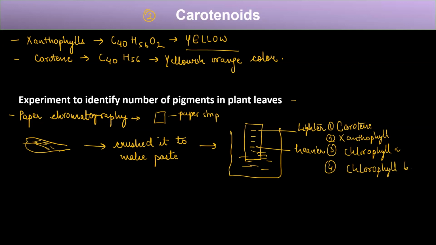So using this paper chromatography technique, the scientists determined that there are only 4 pigments present in the plant leaves, and that these pigments are involved in photosynthesis.